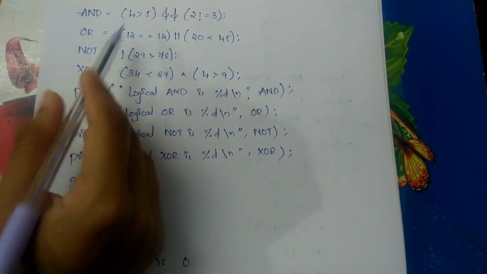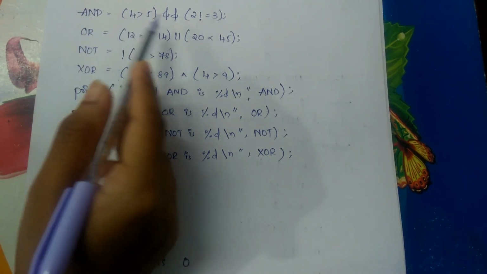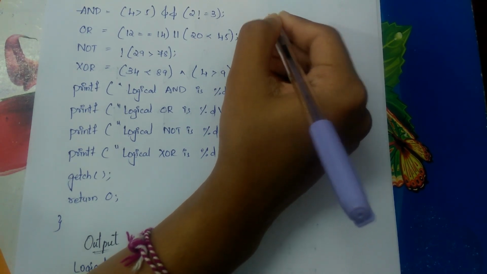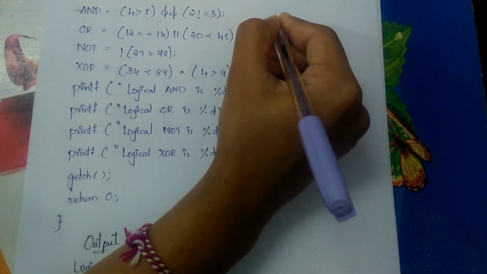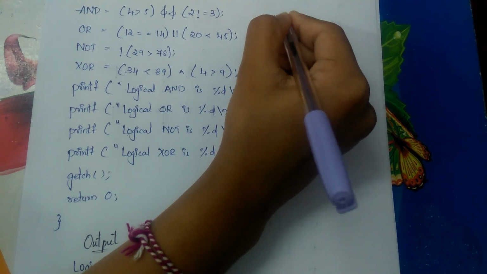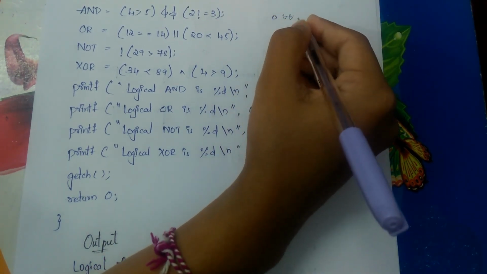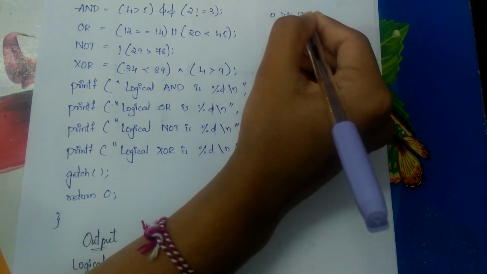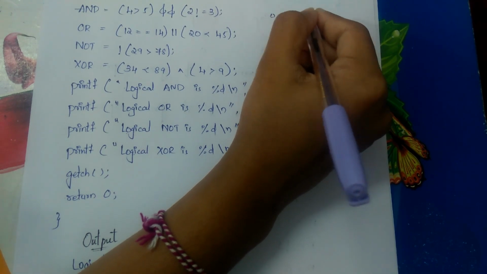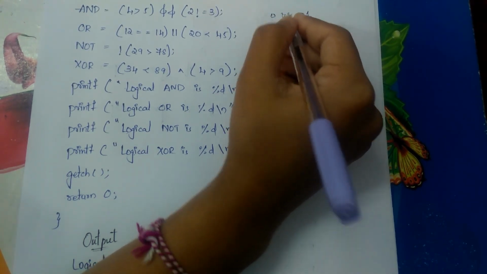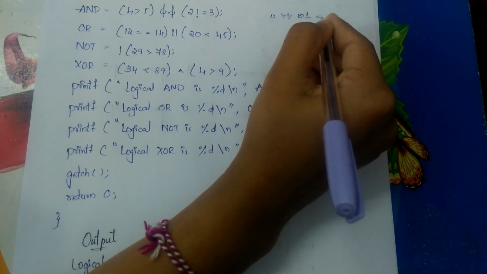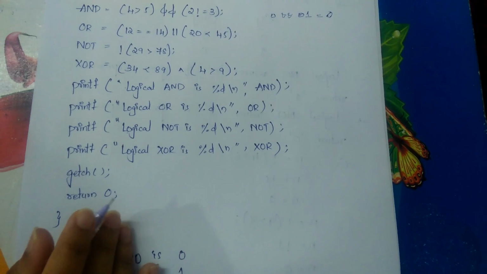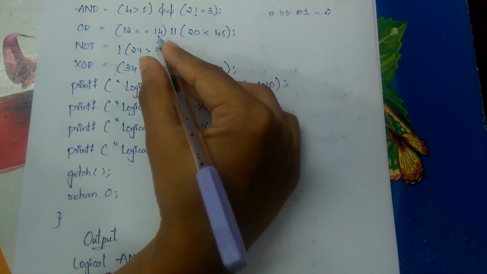So first one, when we see the and, 4 greater than 5, I am just writing here. So 4 greater than 5, the statement is false, and logical AND 2 not equals to 3, the statement is false. 2 is not equals to 3, the statement is false. So when we are applying the logical AND between 0 and 1, it returns 0.